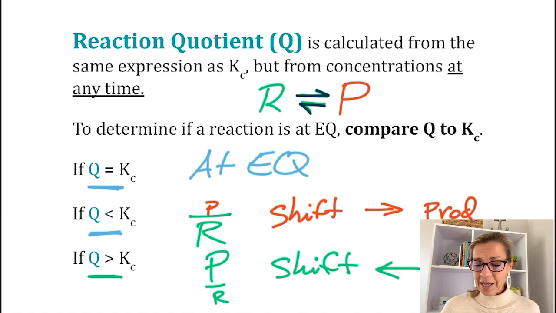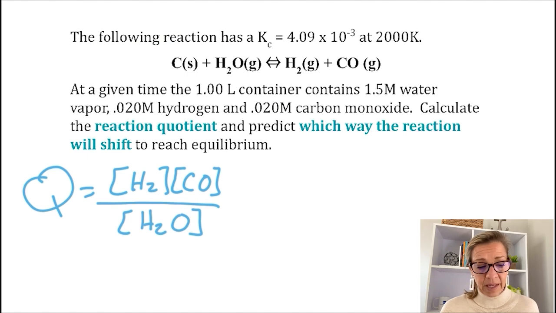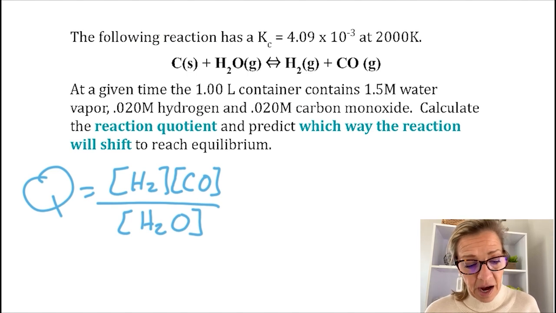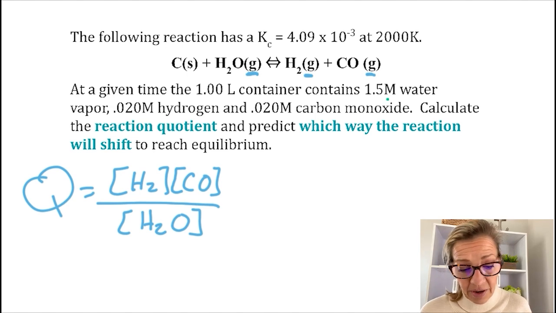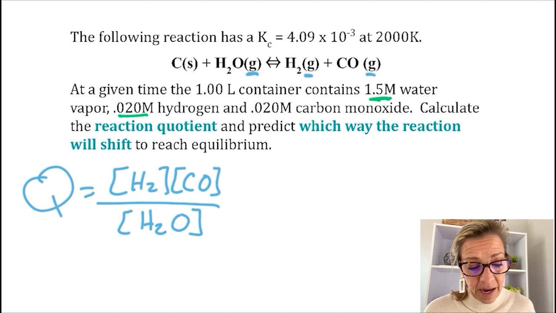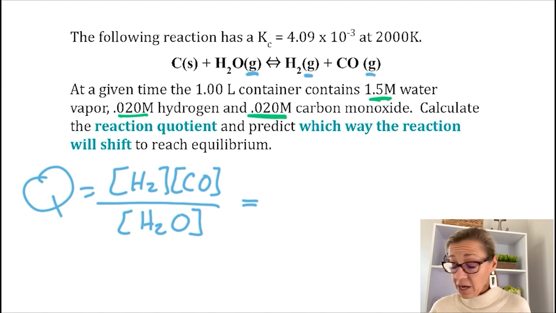So let's look at an example, and I'll show you what I mean. Here's a reaction. I've got 3 gases here, and I've already written the expression. So this expression here for Q is exactly the same as Kc, okay? And then we're given some concentrations. I've got the concentration of water, hydrogen, and carbon monoxide. So that's what we did.